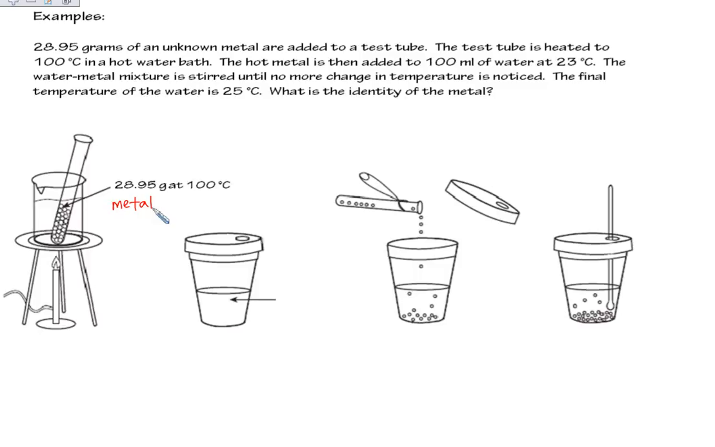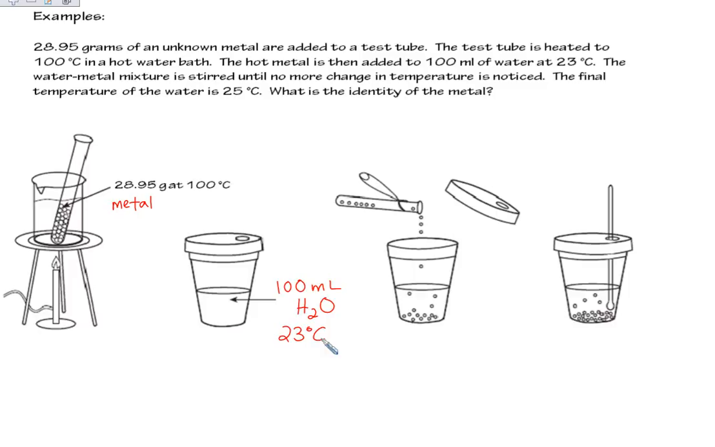Then we take the hot metal and add it to 100 milliliters of usually just tap water. So in this case, we'll plug this in here. This is maybe just some tap water, 100 milliliters. And the temperature of the tap water is about 23 degrees.